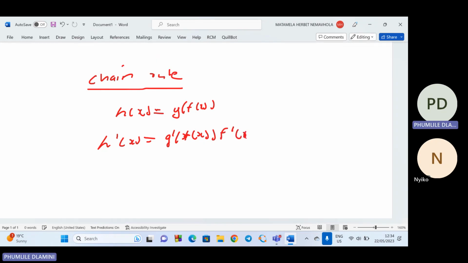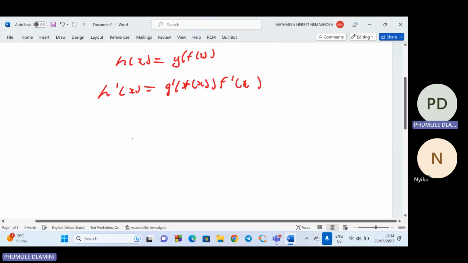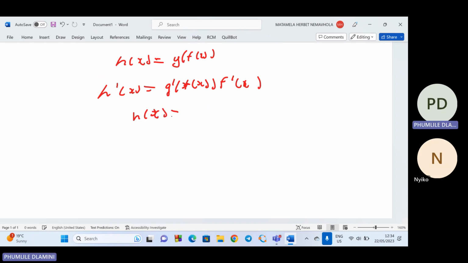F prime of x. So what is the meaning of that? It means that if my h of x equals, let's say, (x squared plus 1) to the power 2, then in order for me to find my h prime of x, I'm going to take this 2 down, in brackets x squared plus 1, then subtract 1 from the power.